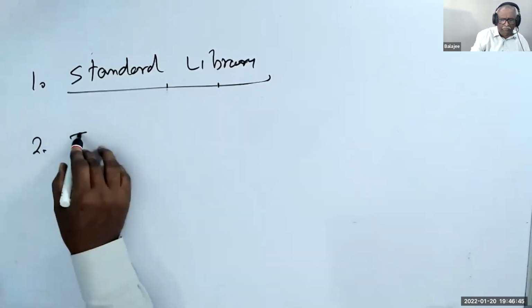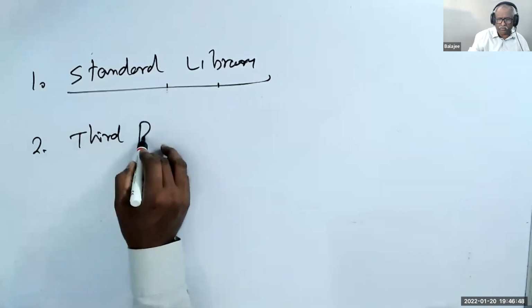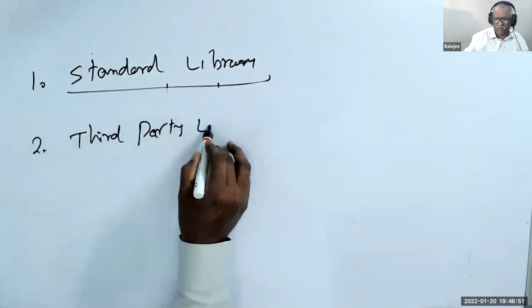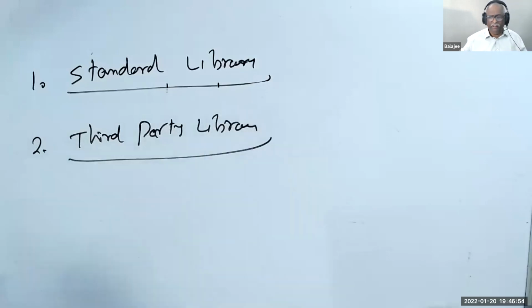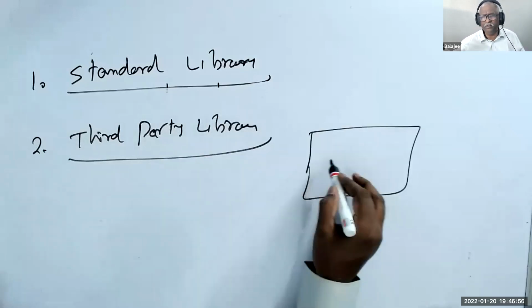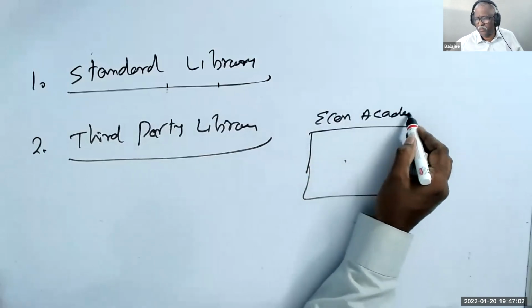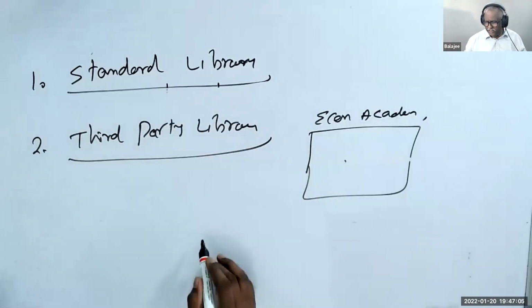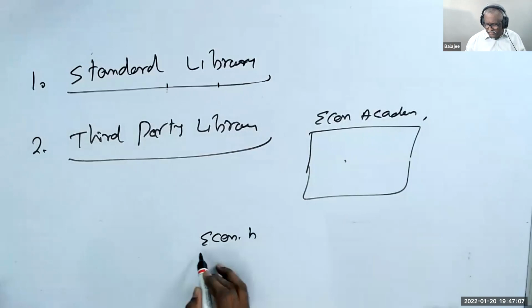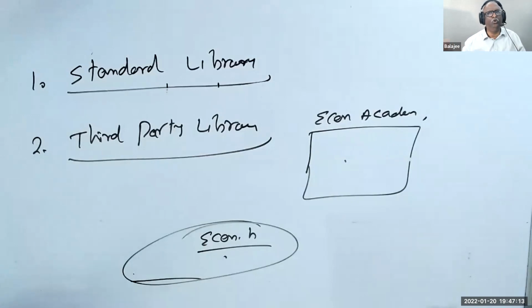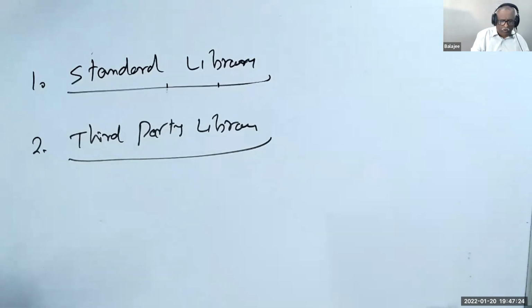The second one is called third-party library. I will write some functions, ESAN Academy, and give them to you. You will use them through esan.h, and the corresponding library, you will be building that. Am I right? That is called a third-party library. And the third one is very important, called user library.